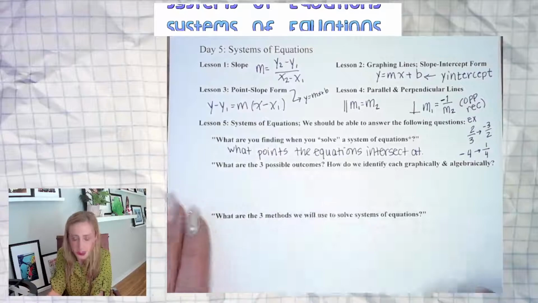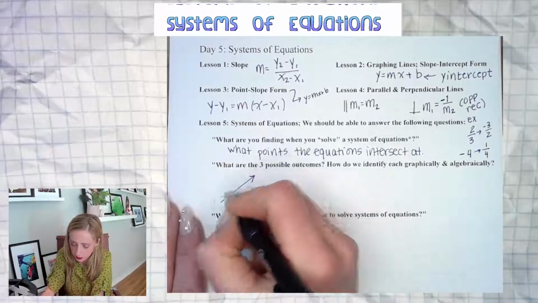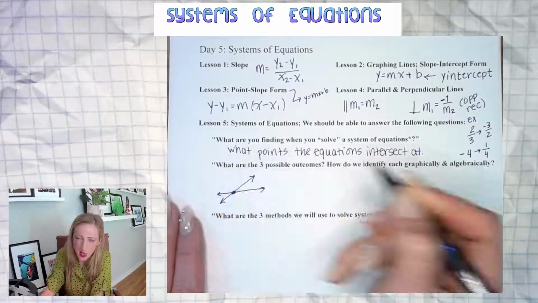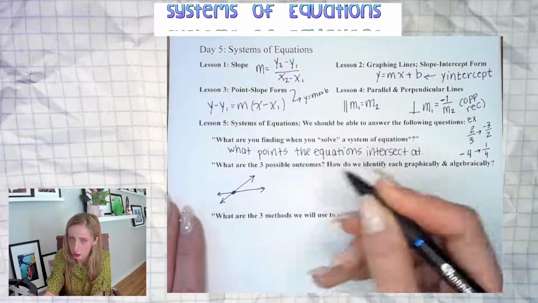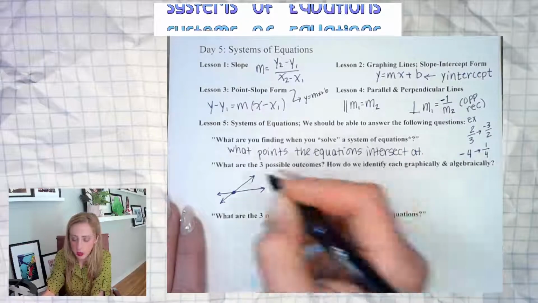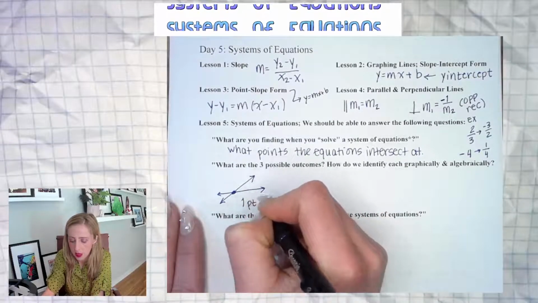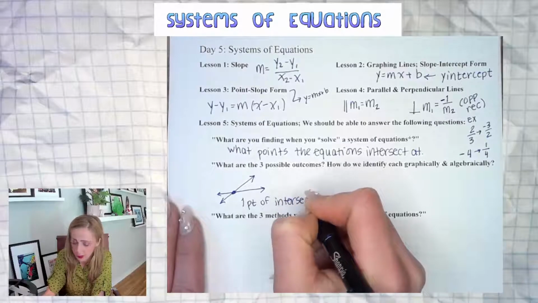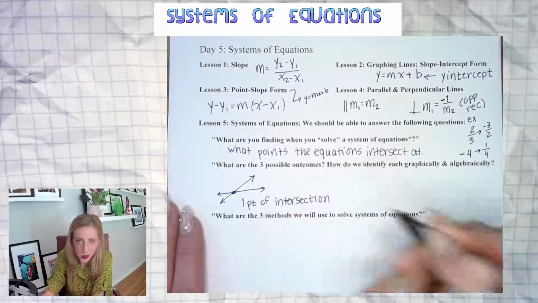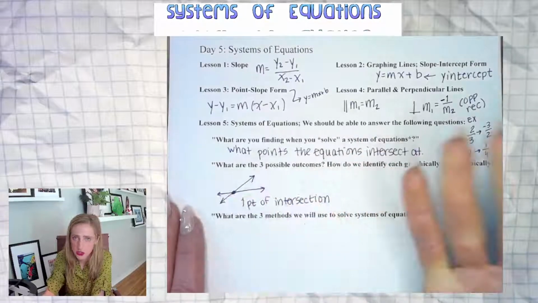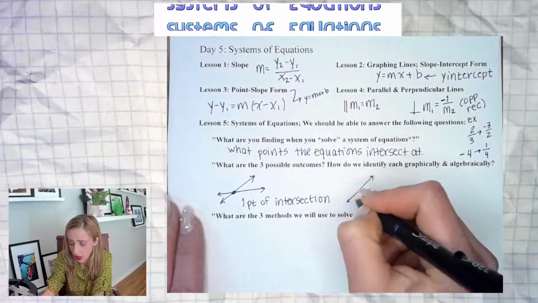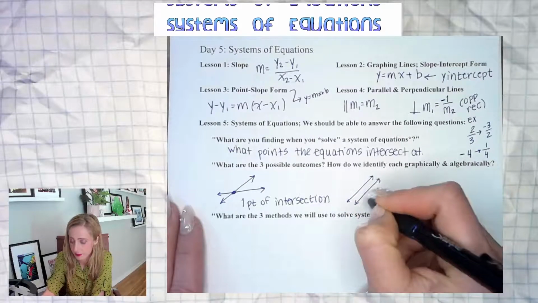What are the 3 possible outcomes? Well, I'll show you a quick sketch. One possible outcome, and this is just for linear, if you have 2 lines, is one point of intersection. That's going to happen as long as the lines have 2 different slopes. If the lines have 2 different slopes, they have to cross eventually. One point of intersection. What if we have parallel lines?